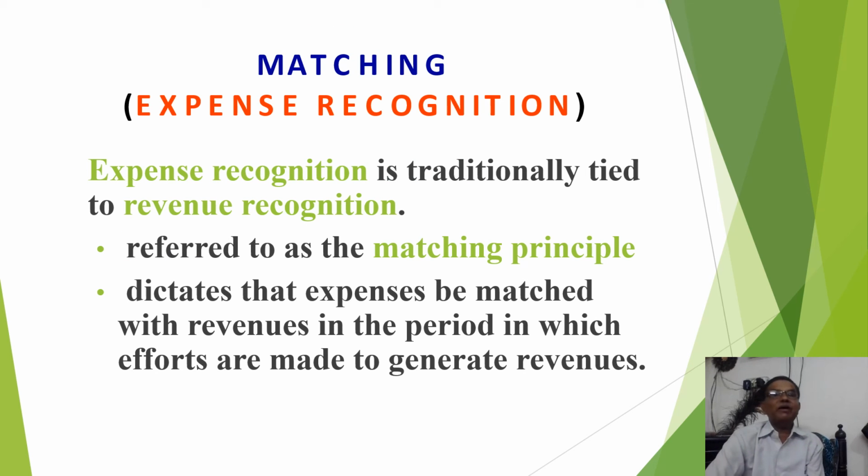My dear friend, next one is the matching principle and expense recognition. Expense recognition is traditionally tied to revenue recognition. So we are matching the expenditure which we have incurred with how much revenue we have got. If we have taken the revenue, whether the expenditure is there or not, without expenditure, we all know there will be no revenue at all. So it is referred to as the matching principle, because we are matching the revenue. It dictates that expenses be matched with revenue in the period in which efforts are made to generate revenue.